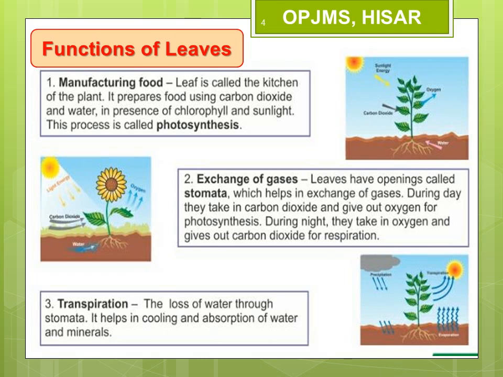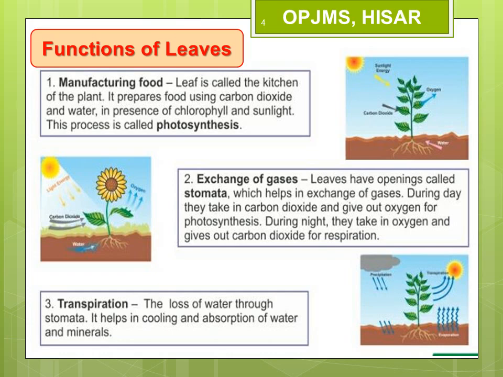The chlorophyll present in the leaves traps the solar energy and helps in fixing carbon dioxide, water and minerals into food, that is glucose, which is stored in the leaf in the form of starch. Almost all the living organisms are dependent directly or indirectly on the plants for obtaining their food.